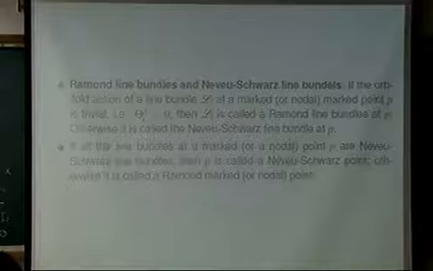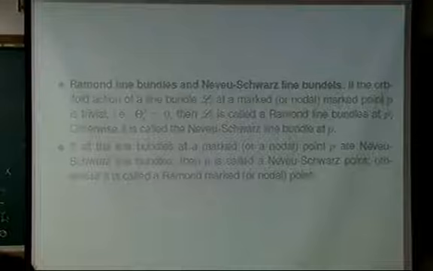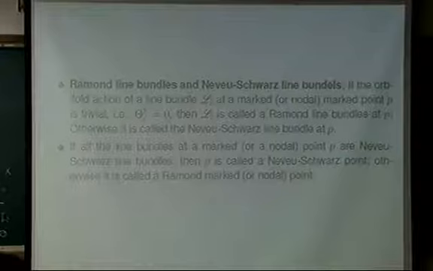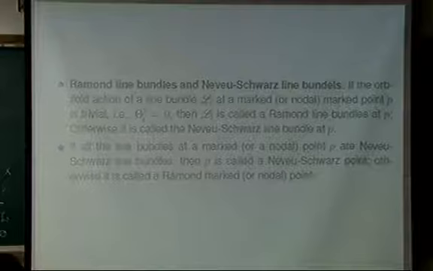If the orbifold action of a line bundle Li at a marked point P is trivial, that means the action is trivial, then Li is called a Ramond line bundle at P. Otherwise, it's called a Neveu-Schwarz line bundle at P. If all the line bundles at the marked point P are Neveu-Schwarz line bundles, then P is called a Neveu-Schwarz point. Otherwise, it's called a Ramond marked point.